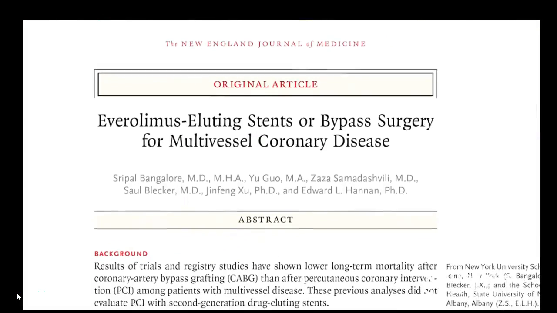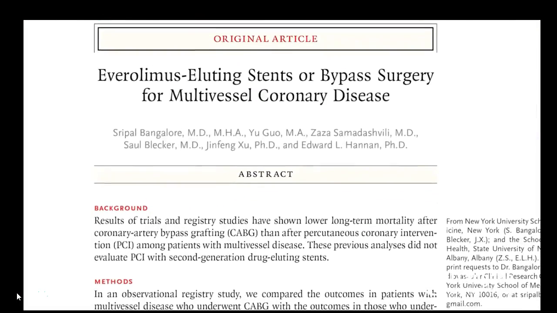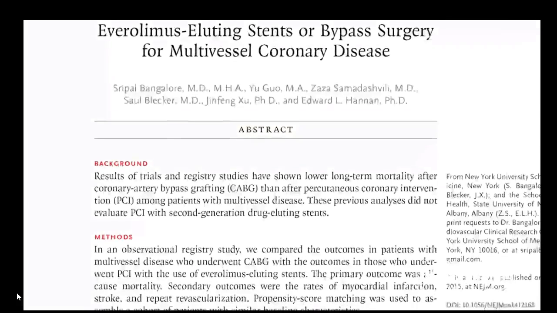In a new study published in the New England Journal of Medicine, we looked at outcomes between bypass surgery and stenting for patients with multivessel coronary artery disease, multivessel blockages. And we found that with respect to long-term mortality, there was actually no difference between bypass surgery and stenting. A stent is a hollow mesh-like tube.